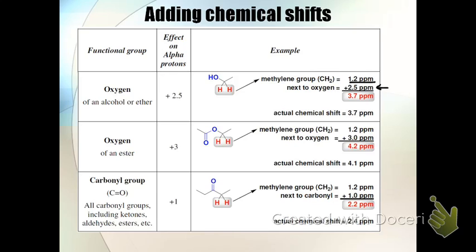Now, remember, an ester has 2 electronegative groups. It's this one and this one. The closest methylene group is going to be affected by that oxygen the strongest, but because this carbonyl group is further away, it has an effect on these, but it's not as strong. So this is going to be about +3, and then for carbonyl groups, it's only about +1. So how might we do this? Let me give you an example of what spectra might look like.